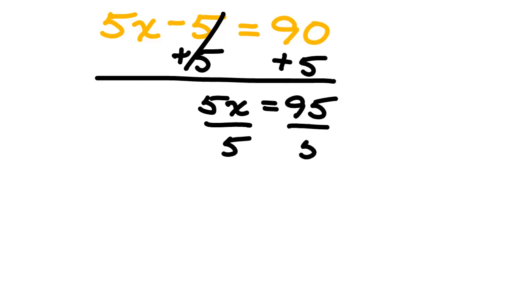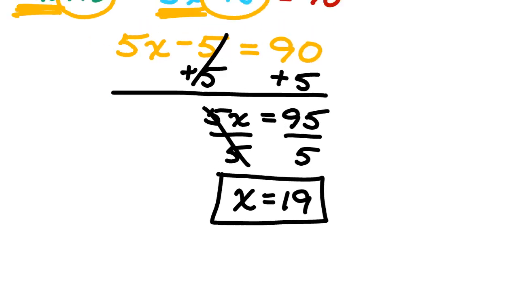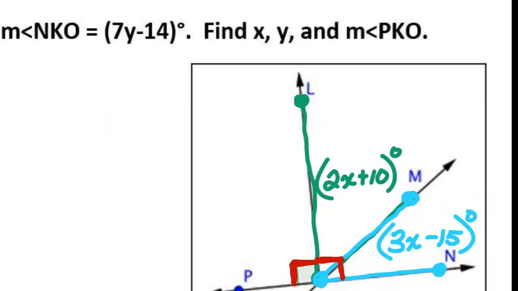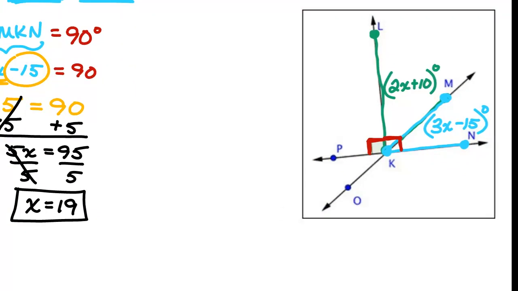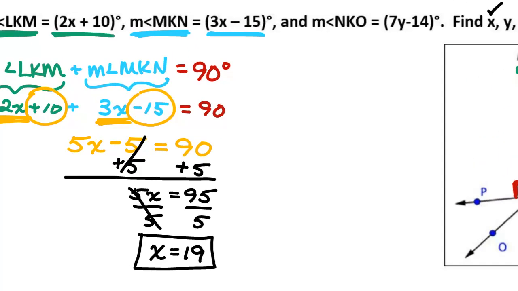Divide both sides by 5. What is 95 divided by 5? 19. X equals 19. That's one of the things they asked me to find. What else do they want me to find? They want me to find y. We didn't even add that to the picture yet.